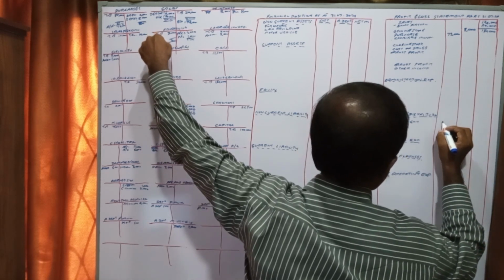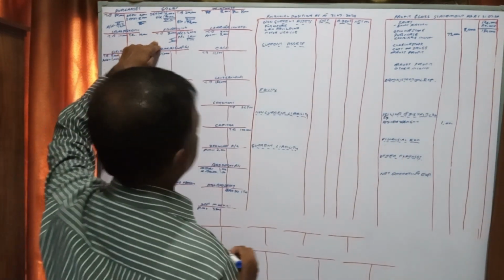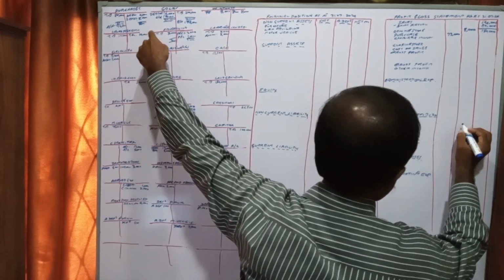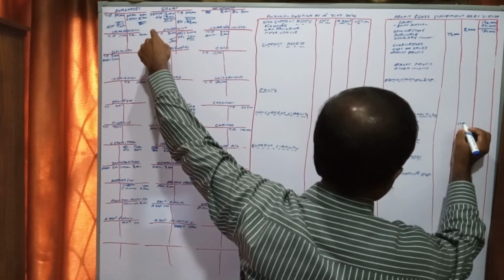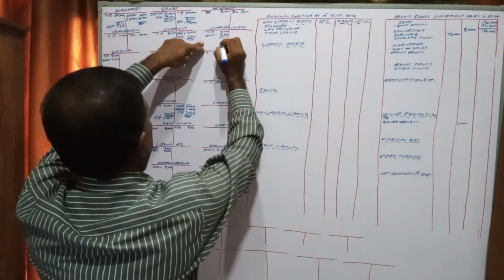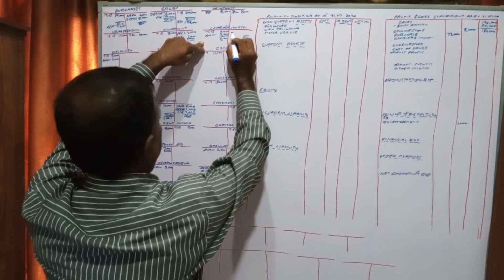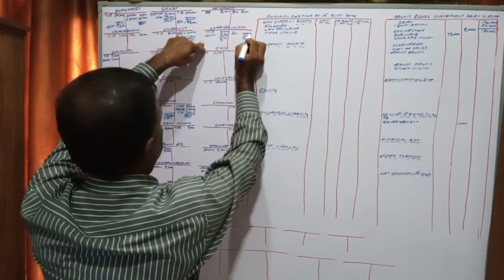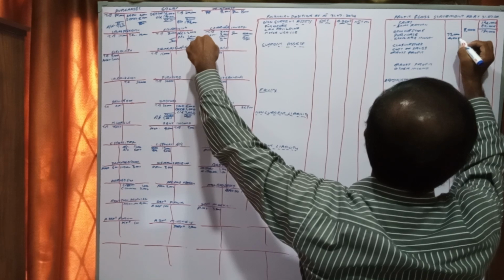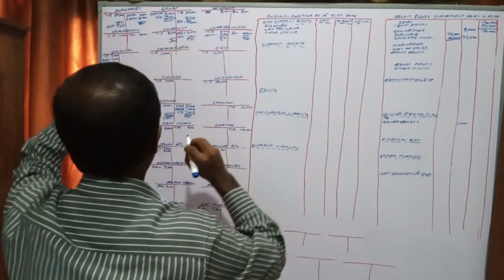Mm, 1,000, right? 1,000. Okay, 1,000, right? Carriage inwards 4,000. Trading account 4,000. Carriage inwards 4,000, right? This is 77,000. Okay, trading account.